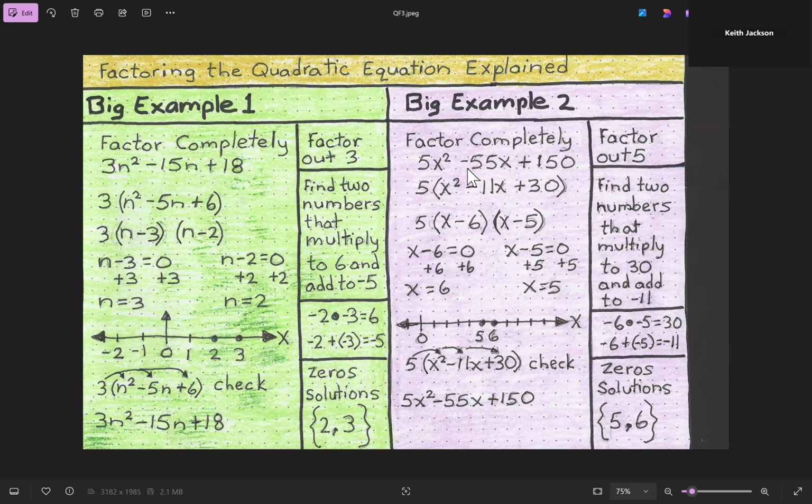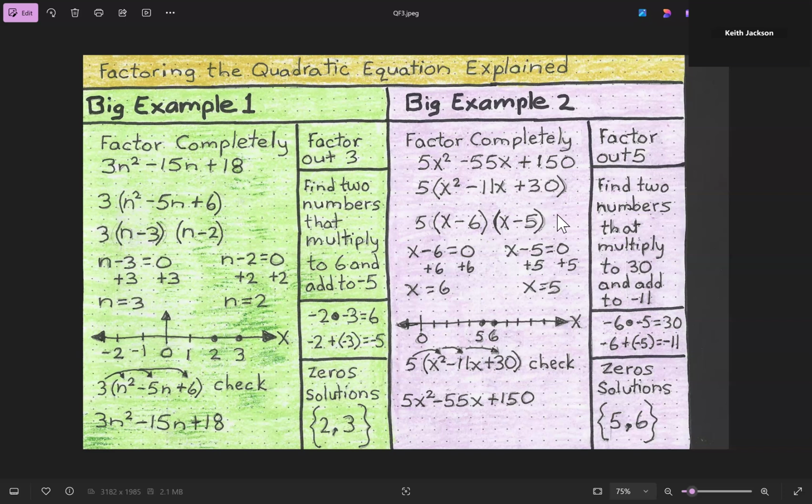So let's take a look at big example 2, in which we're going to factor completely 5x squared minus 55x plus 150. And what we can do is divide all these terms here by 5. And so when we do that, we have 5x squared divided by 5, that would give us 1x squared, or just x squared. And when we divide a negative 55x by 5, we will get a negative 11x. And then if we do the same thing by dividing 150 by 5, we will get a positive 30.